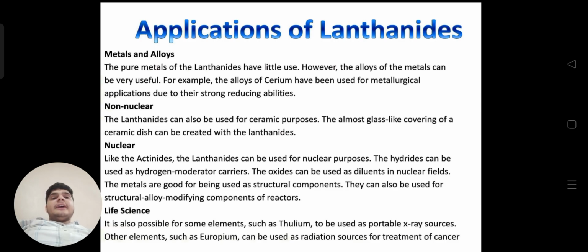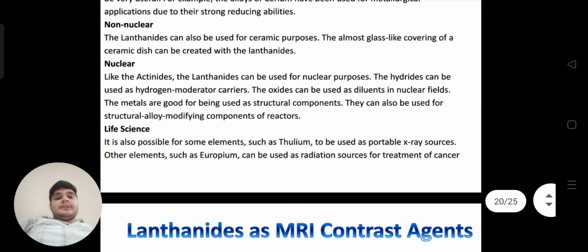Nuclear: like the actinides, the lanthanides can be used for nuclear purposes. The hydrides can be used as hydrogen moderator carriers. The oxides can be used as diluents in the nuclear fields. The metals, being good structural components, can also be used as structural alloy modifying components of reactors. In life science, some elements such as thulium can be used as portable X-ray sources. Other elements such as europium can be used as radiation sources for the treatment of cancer.